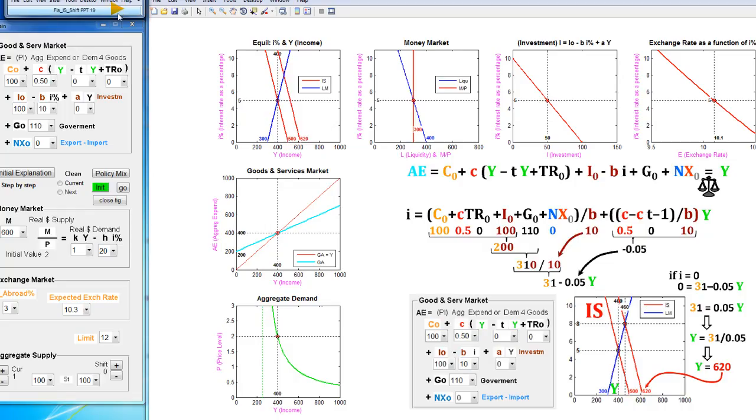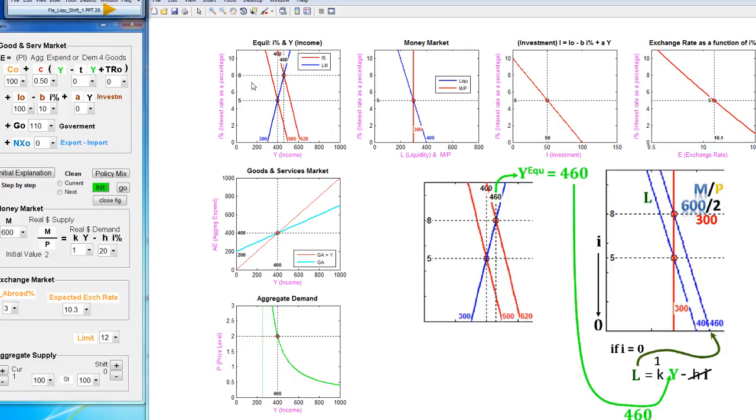Okay, well, and now the new intersection between the IS and the LM curve is going to be here at the point 8, 460, here 8, 460, and we explained in a previous video how you get this intersection.